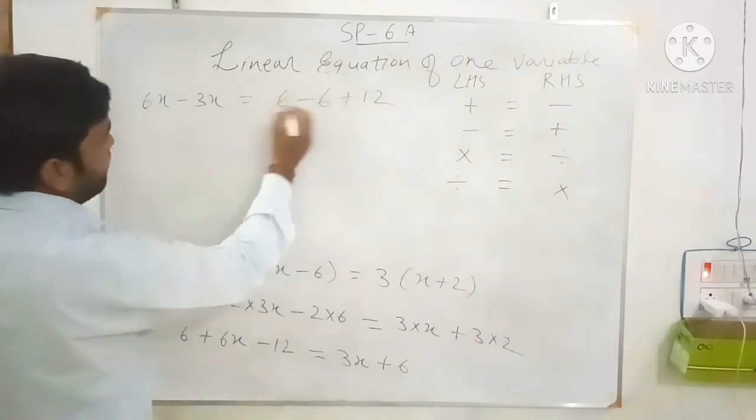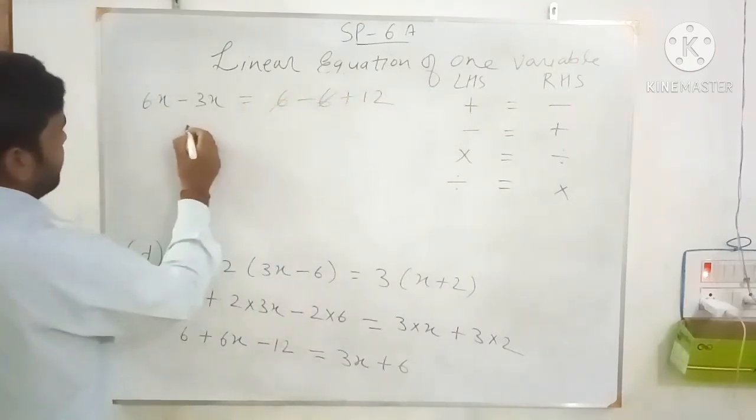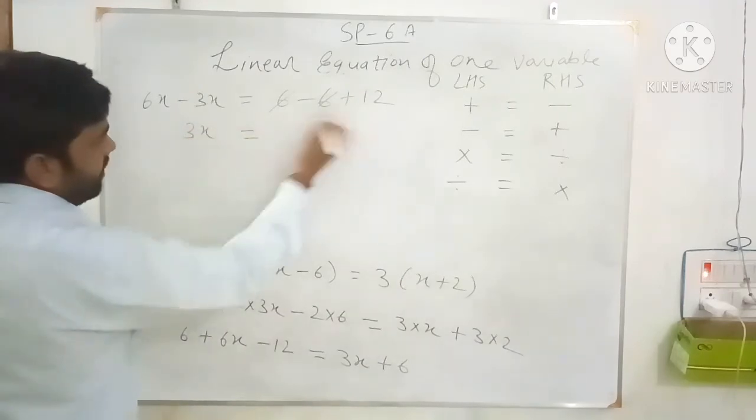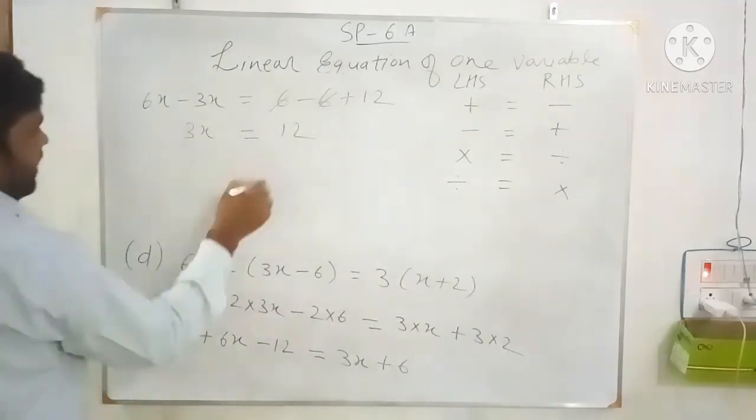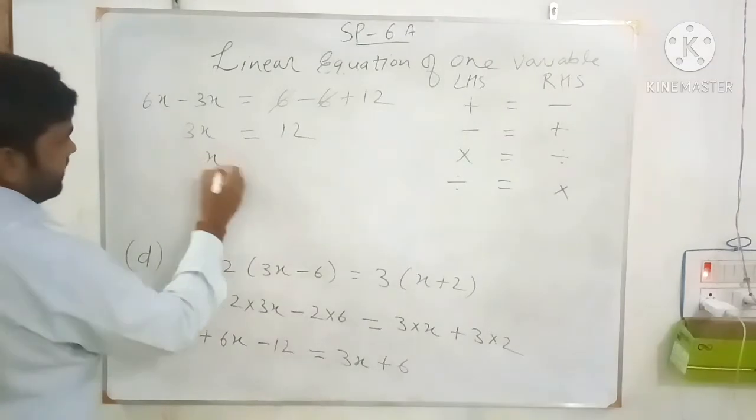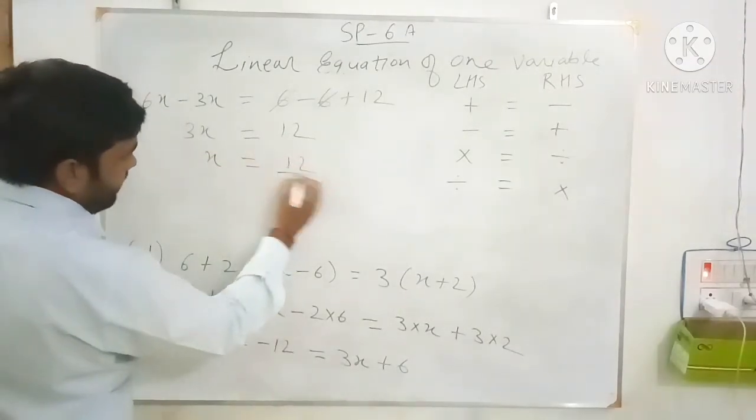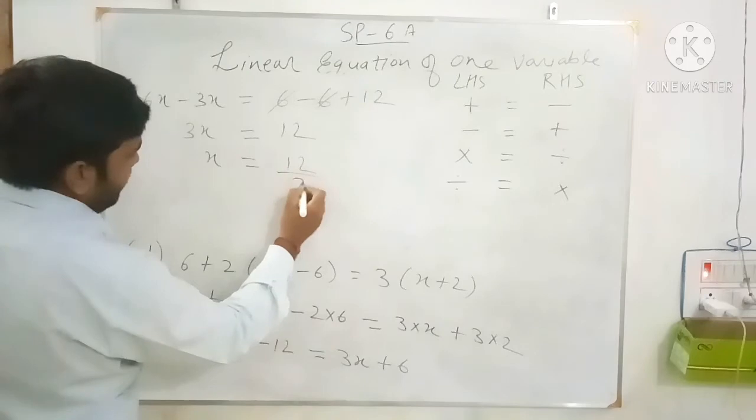Now here plus 6 minus 6 cancel, 0. Here 6x minus 3x we got 3x. Now the right hand side only 12. Now we transpose this 3. 3 is multiplied with x. So here 3 will divide the 12. So 12 will be divided by 3.